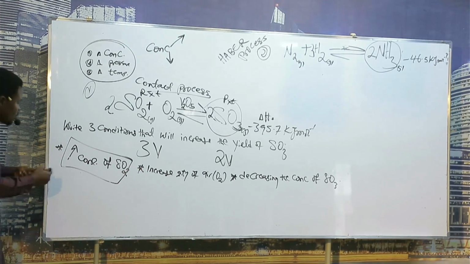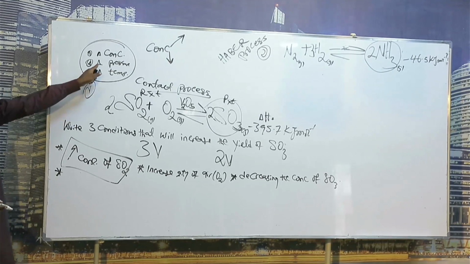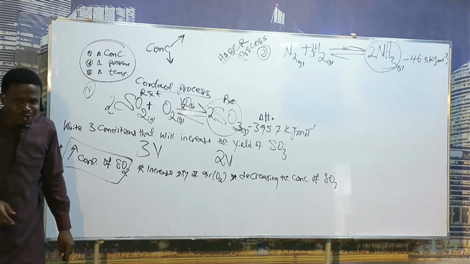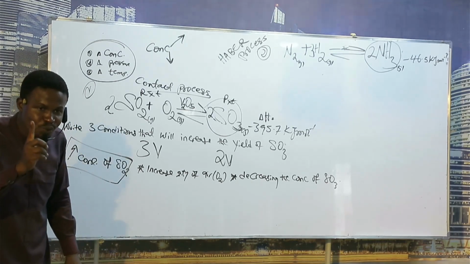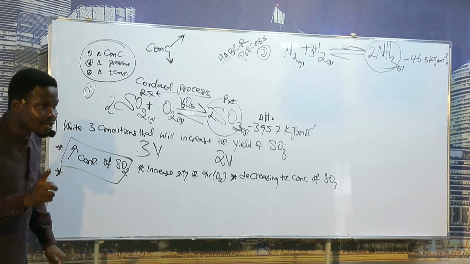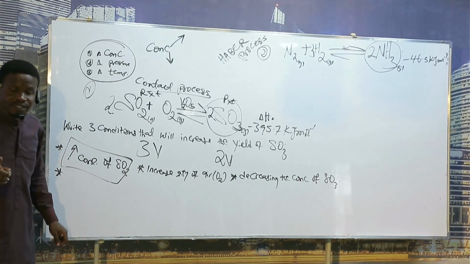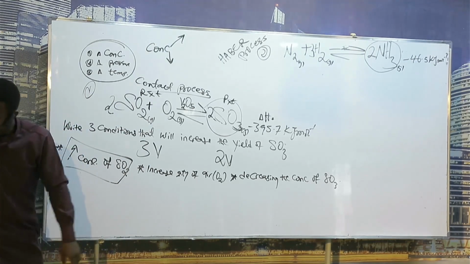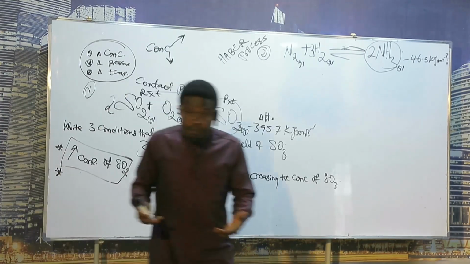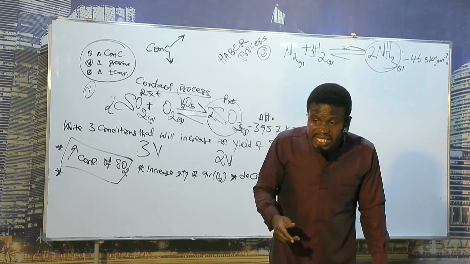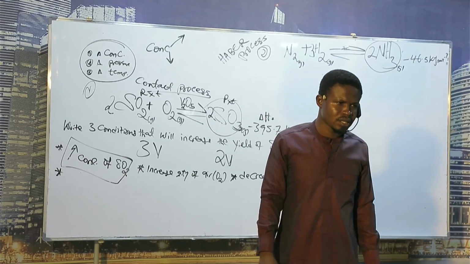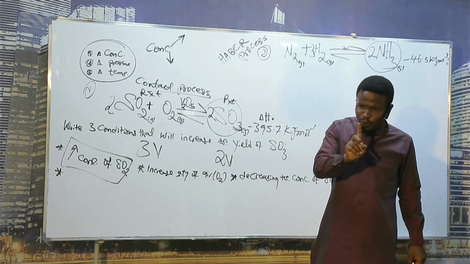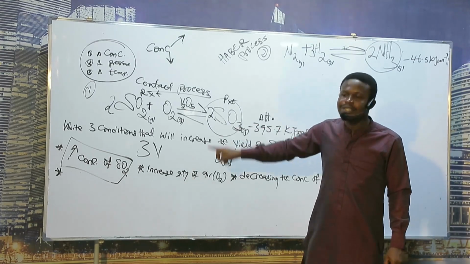Go to the second point, which is pressure. And for pressure to act, there are things we must check. What are the things? You must check the state. At least one of the reactants or products must be in what state? Gaseous state. Now, all of them are in gaseous state. But we said at least one. Can pressure act? Yes.